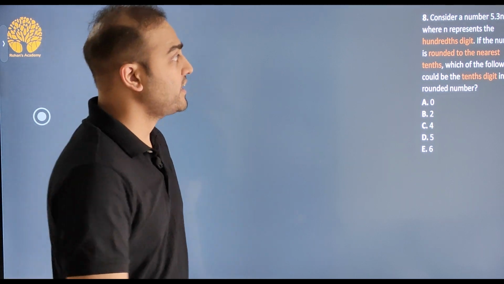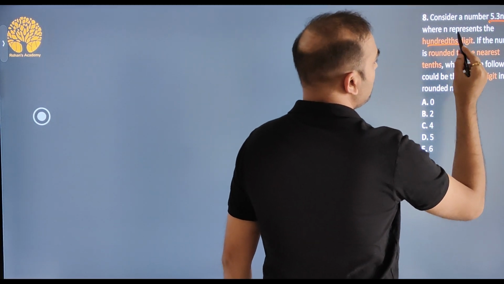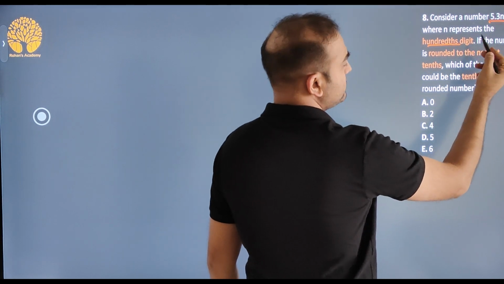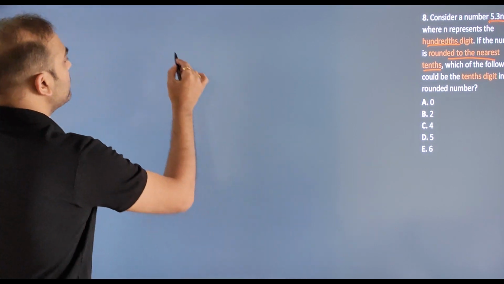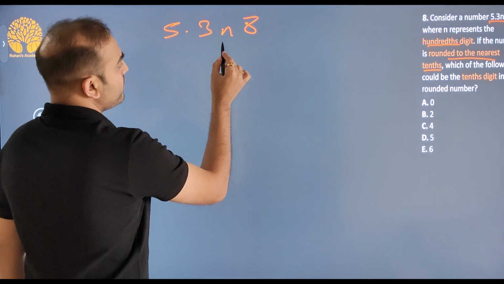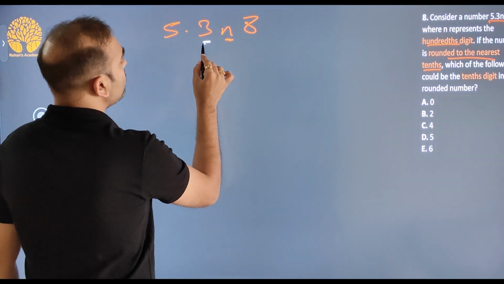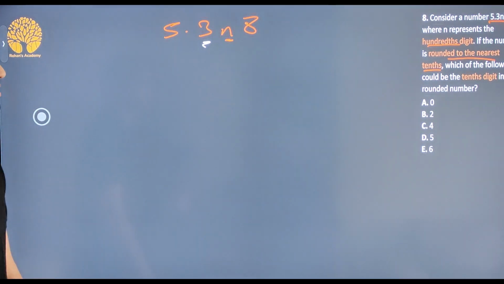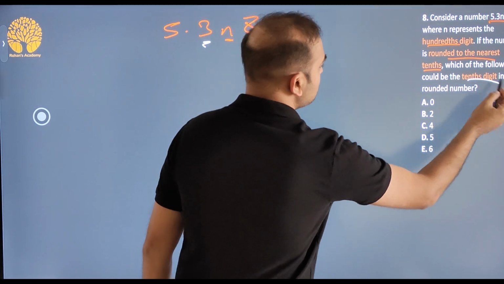Alright guys, let's look at another example. So we have a number, right? n is the hundreds digit. It's rounded to the nearest tenth. Okay, so the number is 5.3n8. This is the hundreds digit. Now what do we want? We want to round it off to the nearest tenth. Which of the following could be the tenth digit?